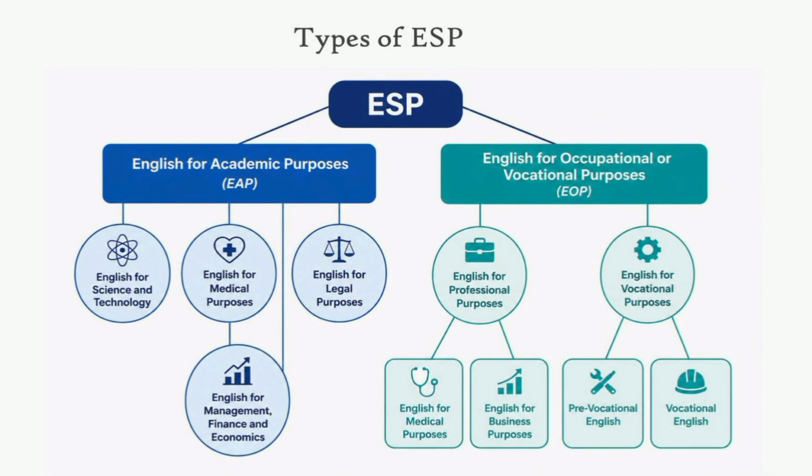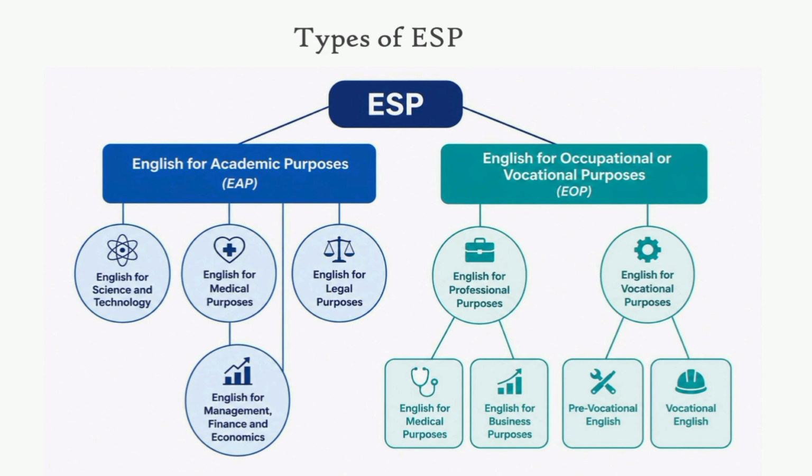These branches are further divided into 2 main categories. The first is English for Academic Purposes, or EAP. This type of ESP prepares learners to study in academic settings. It focuses on skills such as reading academic texts, writing essays or research papers, listening to lectures, and participating in seminars.